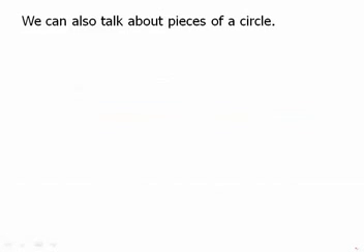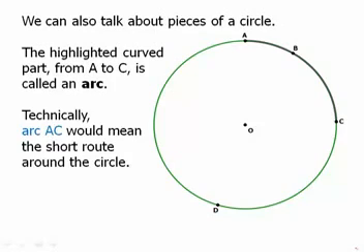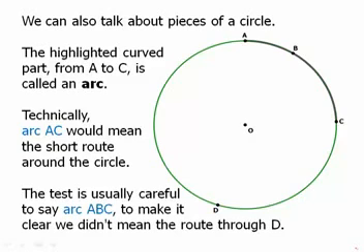We can also talk about pieces of a circle. The highlighted curve from A to C is called an arc. So that is a piece of all the way around the circle. Technically, if we said arc AC, that would mean the short route around the circle, but the test is usually very careful to say arc ABC, to specify a 3-letter name for the arc, and that way it makes it clear that we didn't go the other way through point D.